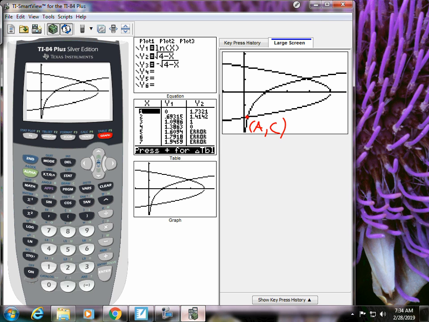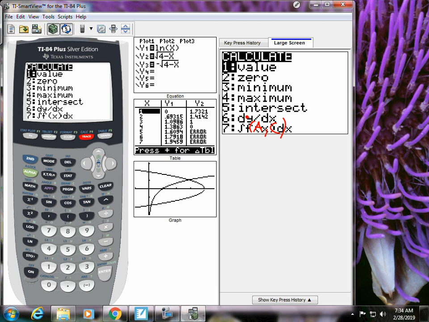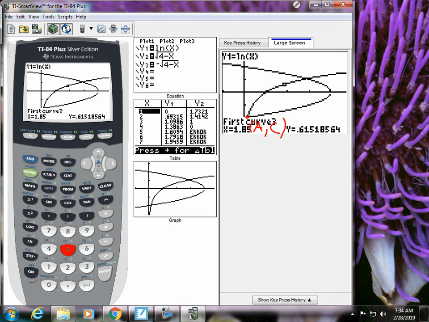All right, so let's get the point of intersection. If you want to get the point of intersection, this one here, you're going to have to know where the ln of x intersects with that negative radical 4 minus x. So when you press second trace, option 5, it says first curve, ln of x for me showed up first. That is one of the two graphs, so I will press enter.